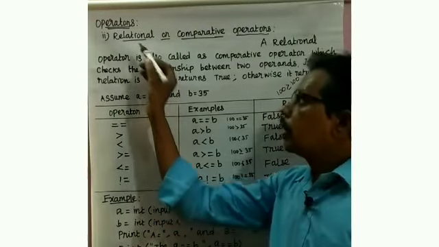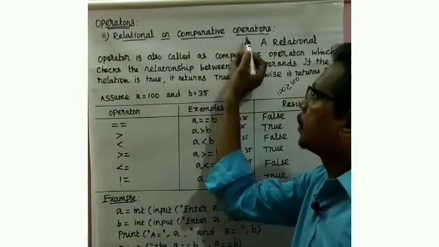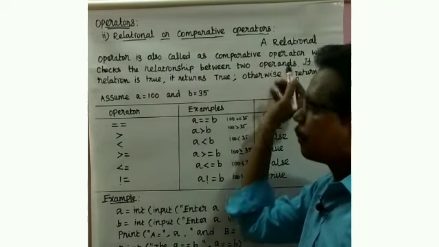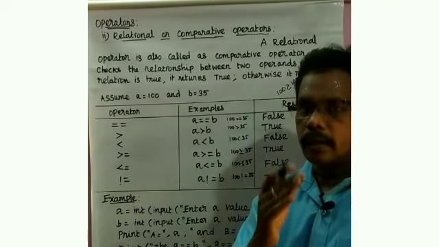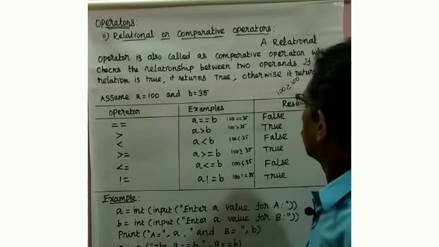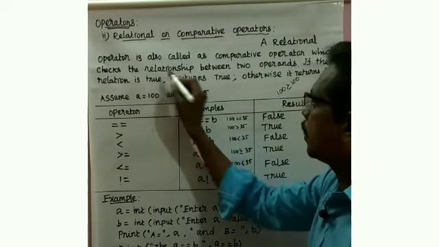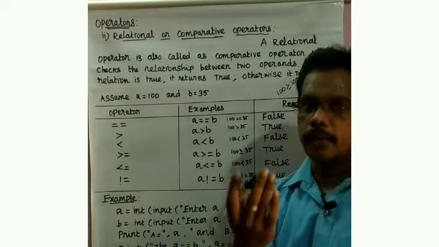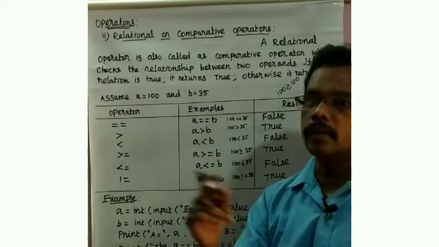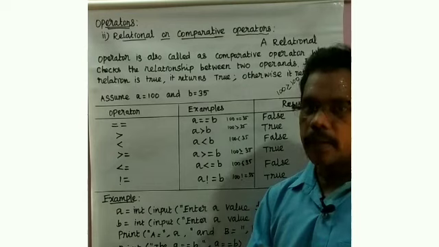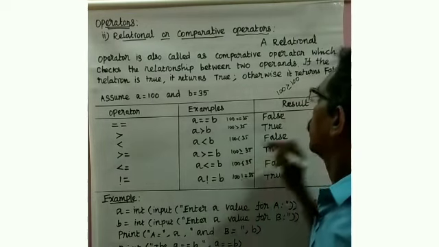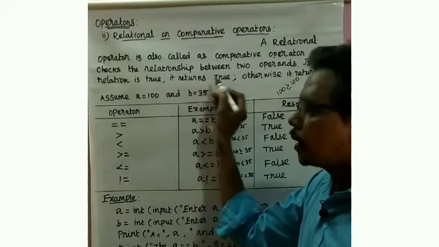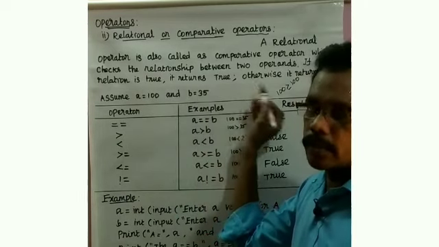Next topic, relational or comparative operator. A relational operator is also called a comparative operator. Already you studied it in 11th standard. It checks the relationship between two operands. Operands, as I already told you, are the variables. It gives the relationship between the two variables. It will check the condition. If the condition is true, it returns the result true, otherwise false.